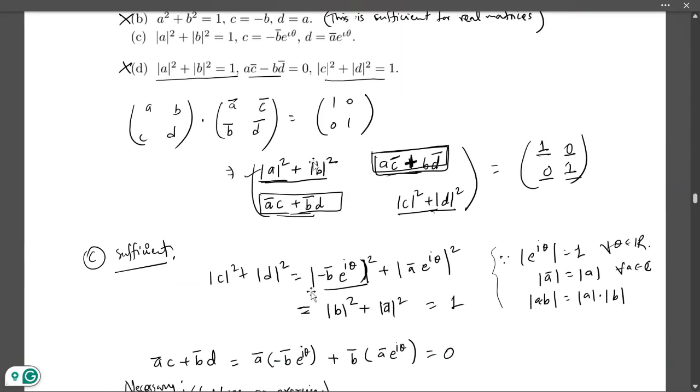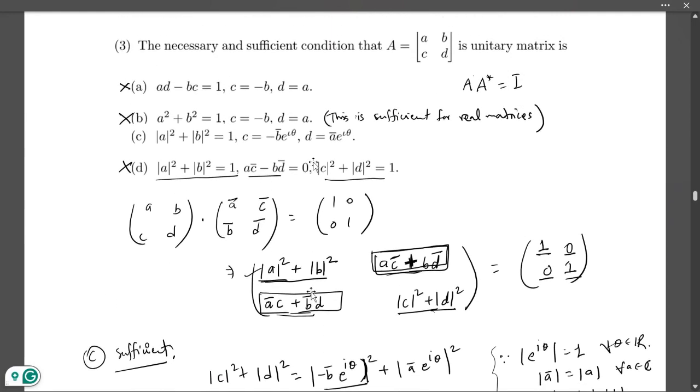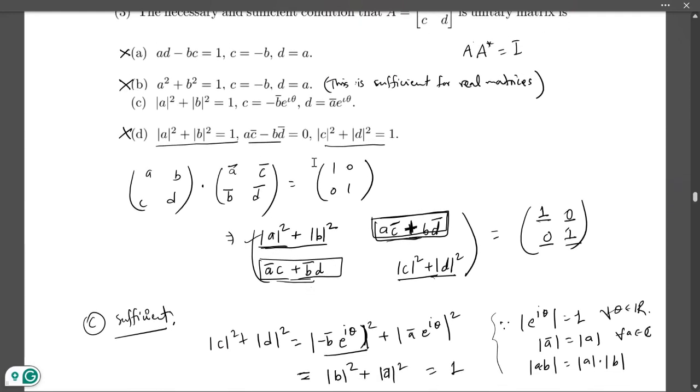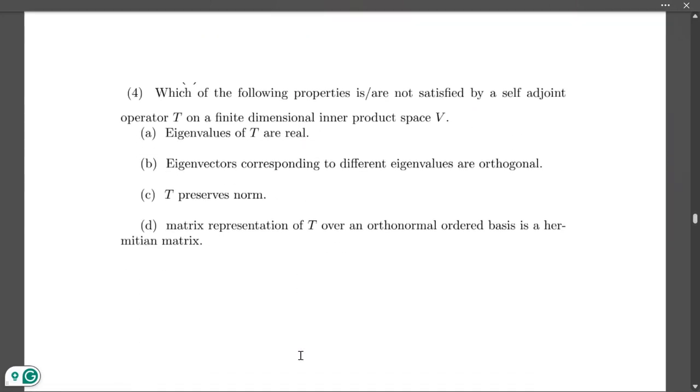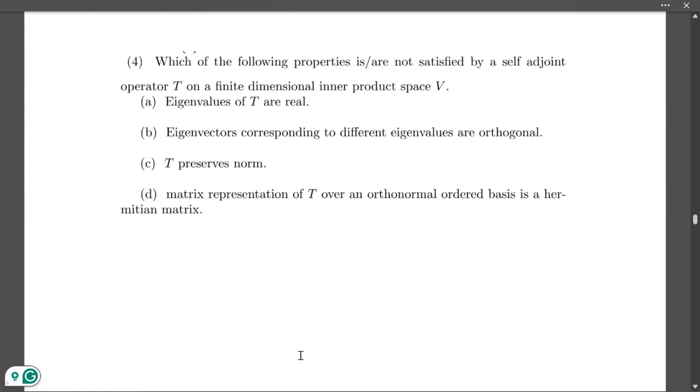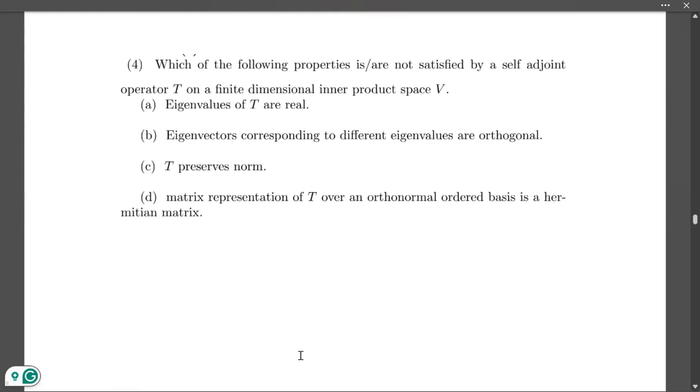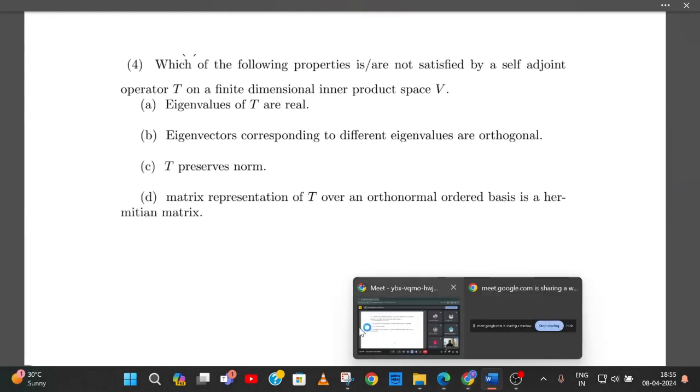So this was the third question. If you help me with the necessary part or do it by yourself, if it is done, very good. Okay, let me leave this part. Now we go to the next, fourth question.